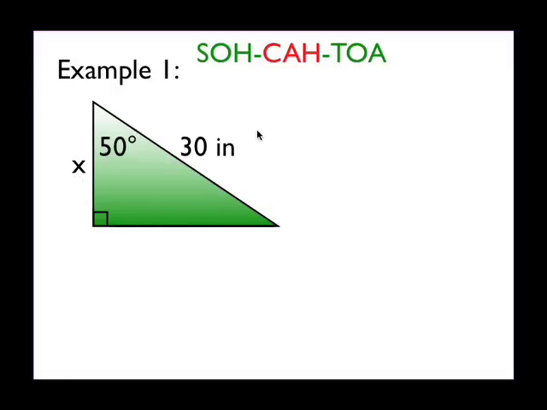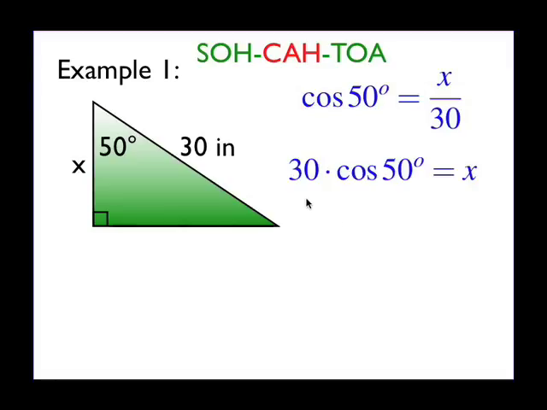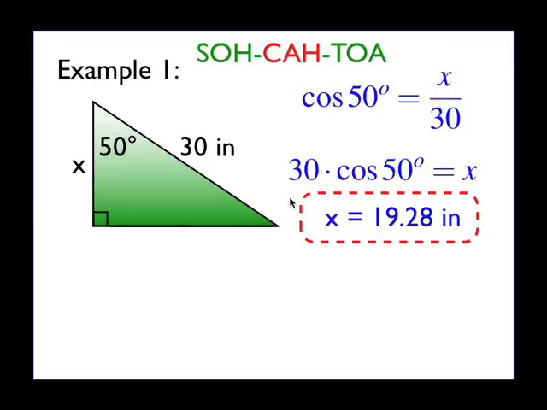So according to our SOHCAHTOA rule, we would want to use cosine, since that has the adjacent and hypotenuse involved. So the setup would be cosine of 50 equals x over 30. Now to get rid of the 30, we will multiply both sides by 30, and it will cancel. Now we're ready for the calculator. So 30 times the cosine of 50 would give us 19.28 inches.